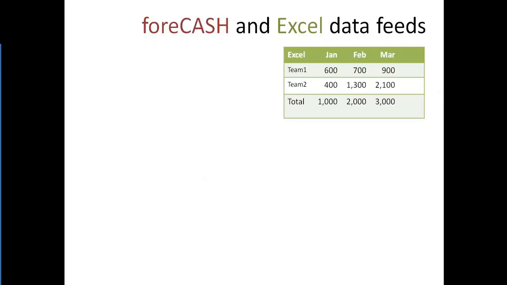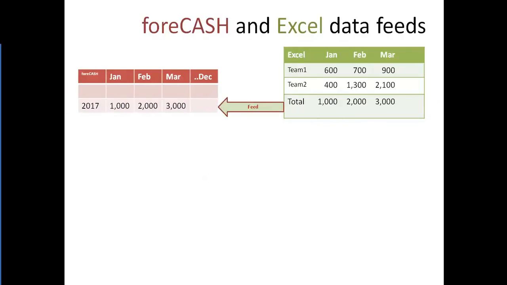Our first example is where Excel is doing some workings such as aggregating data from a number of rows. If the underlying workings are edited or updated as you go through the year, this will be pulled into foreCASH. Here, the total row is feeding directly into foreCASH to give some figures for 2017.